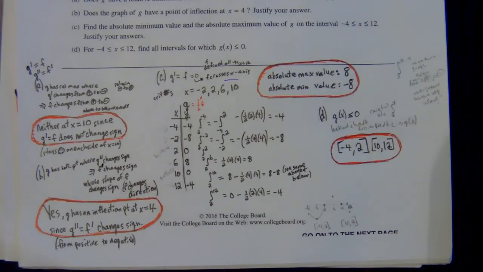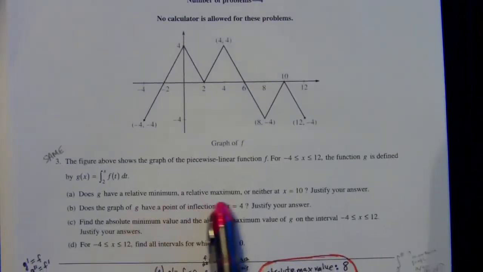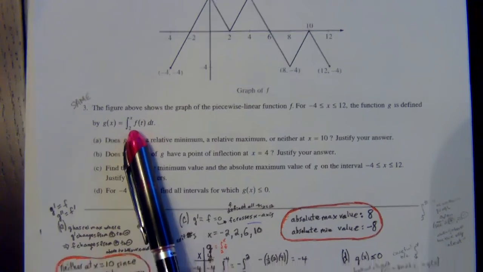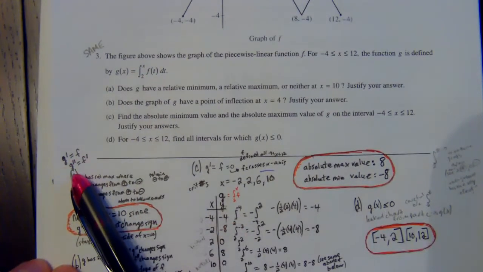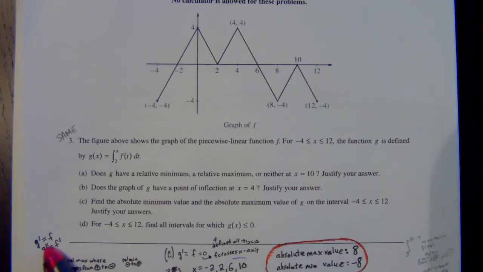I probably have a little bit more written down on this one than what I need here, but we'll go through it, all right? Part A just says, does G have a relative max, relative min, or neither at x equals 10? First of all, G is the integral of f, which means G prime is equal to f, G double prime is equal to f prime. Now at x equals 10, G prime is equal to f.